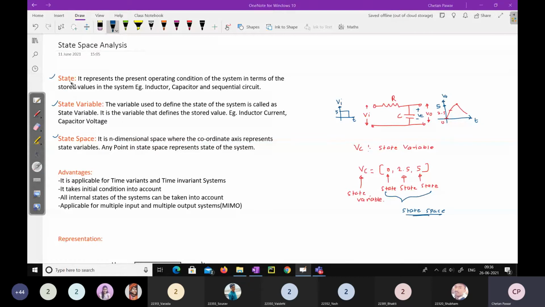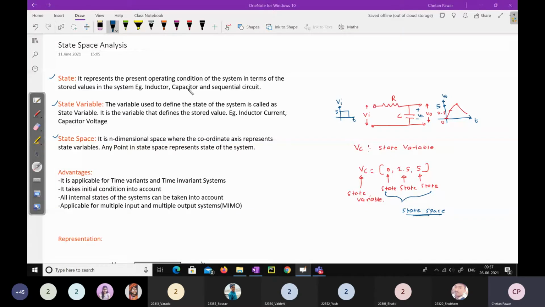state. What is meant by state? It represents the present operating condition of the system in terms of stored values in the system. So if we just talk about an RLC circuit or any electrical circuit or any sequential circuit, what will be the states? Like inductor, capacitor. Those elements are responsible for these states, meaning energy storing elements are responsible for these states.